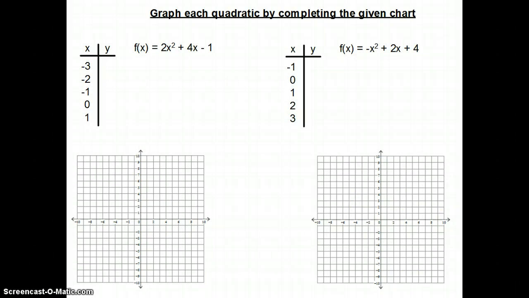Alright, now I'm going to give you a chance to pause the video and solve these problems on your own. Alright, go ahead and take a second to check your answers. These are the y values you should have come up with and what your graphs should basically look like.